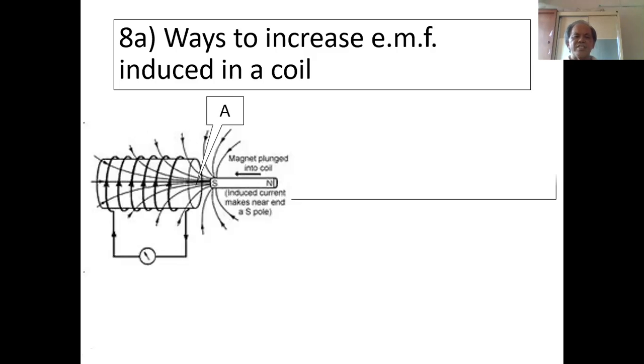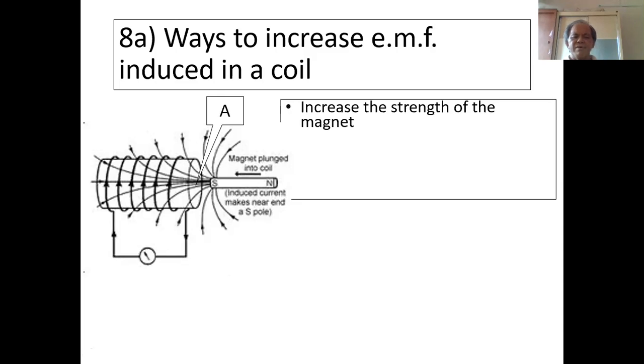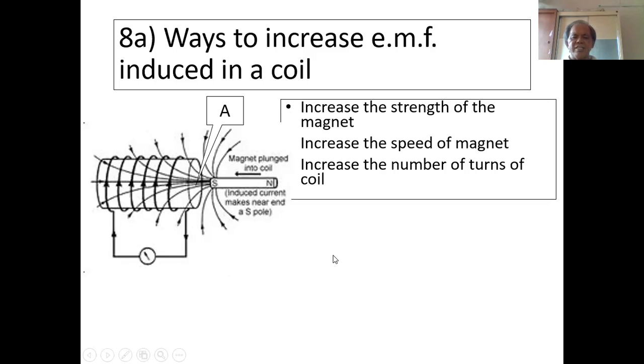Ways to increase the EMF induced in the coil: increase the magnetic field strength, make the magnet stronger. Increase the speed, push it in faster. Increase the number of turns, since each turn will cut the flux.